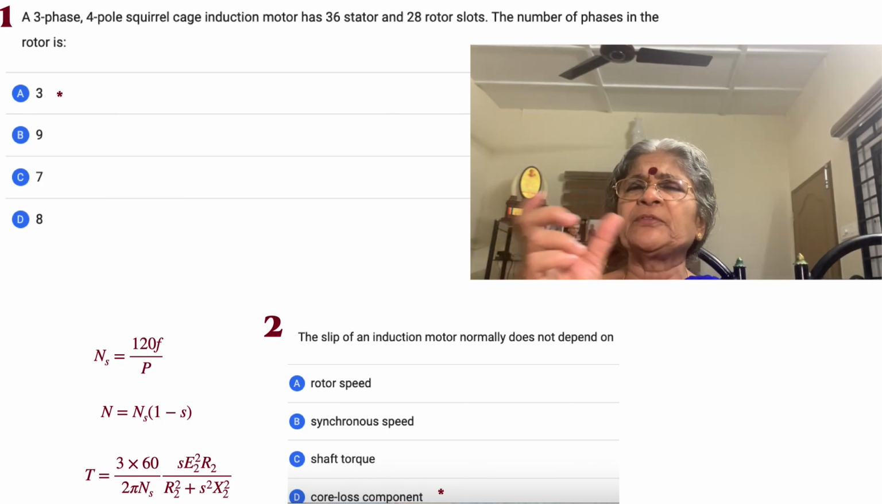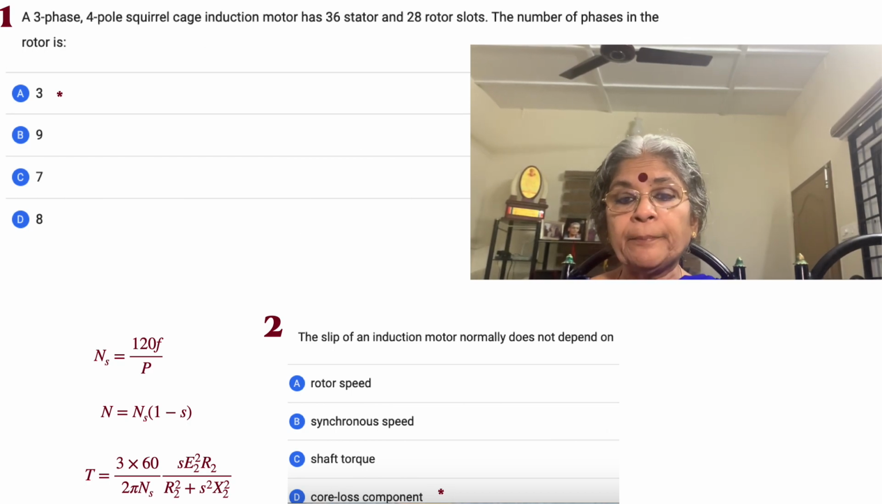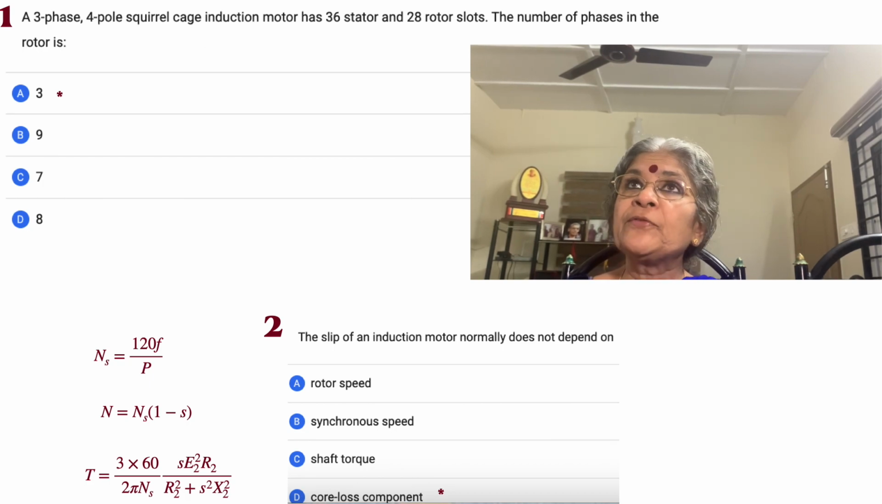Okay, just a reorganization of these. And moreover, torque is given by, as I said earlier, 3 into 60 divided by 2 pi Ns, into s E2 square R2 divided by R2 square plus s square X2 square. So let's see, is the slip of an induction motor dependent on rotor speed? Of course it is, because slip is given by (Ns minus N) divided by Ns. So N happens to be the rotor speed. Synchronous speed, yes, that relationship also comes.